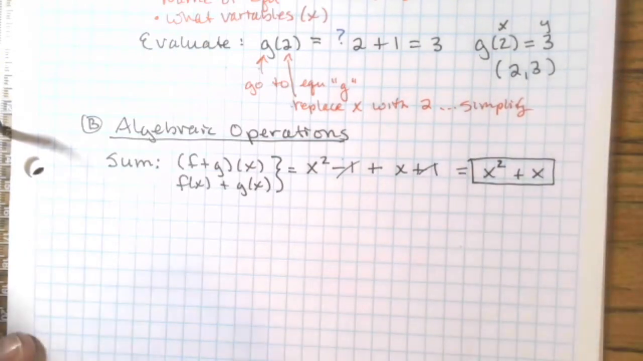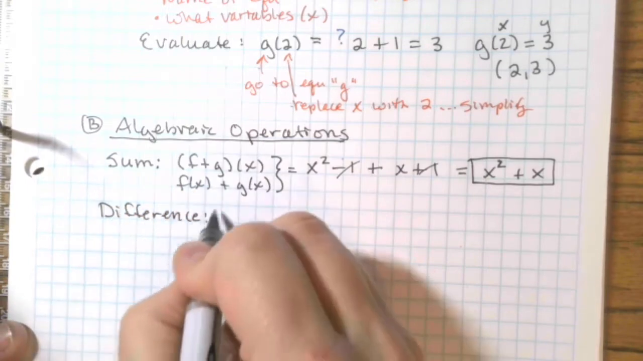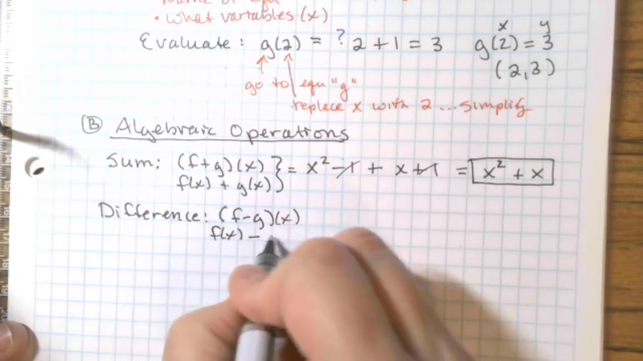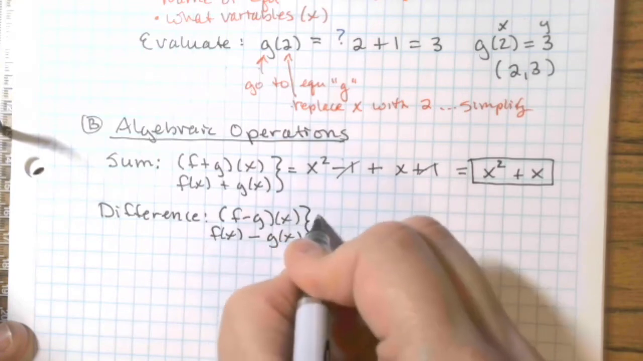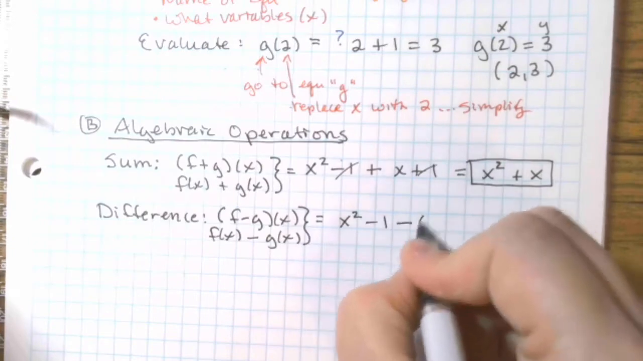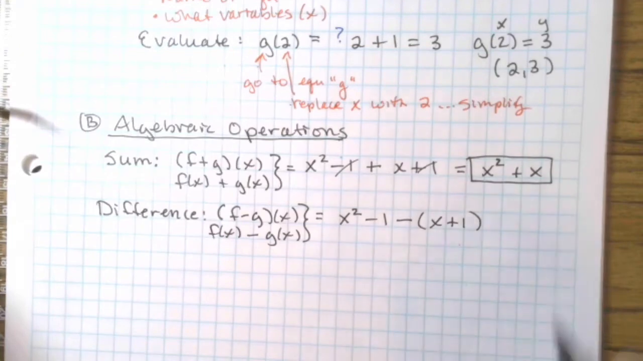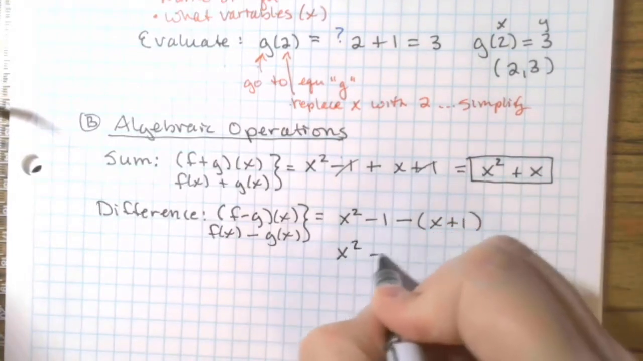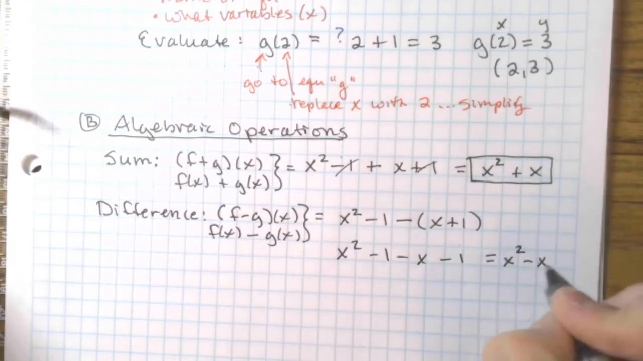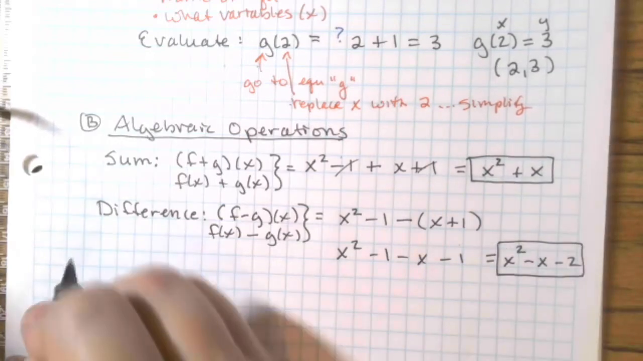So 2 ways to write a sum. Okay, difference. Very similar. It can be f minus g of x, or it can be f of x minus g of x. They mean the same thing. So we take f of x first, so x squared minus 1 minus, and then we put in g of x, which is x plus 1. Notice the parentheses. So distribute the negative, you get negative x minus 1, and then simplify: x squared minus x minus 2. That's what you get.